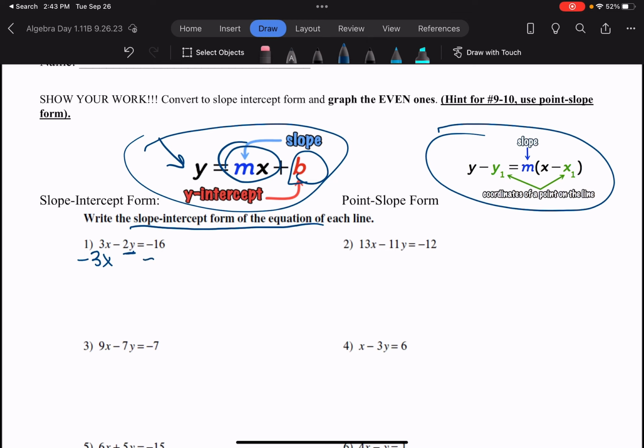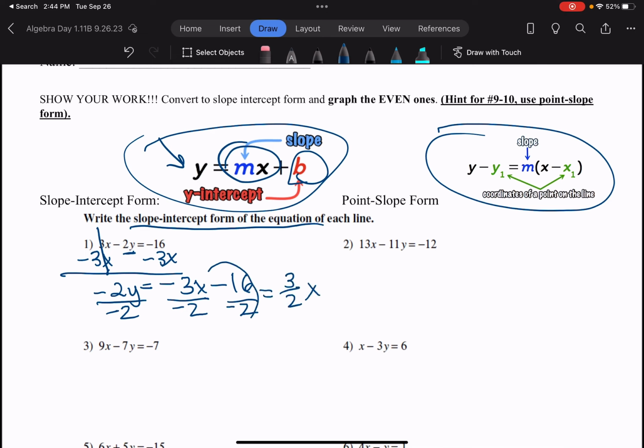So I'm going to subtract 3x from both sides. 3x minus 3x gives me 0. Negative 2y then is going to be negative 16 minus 3x, or I can write this as negative 3x minus 16. I'm then going to divide both sides by negative 2. And remember, I have to divide the whole thing by that. So what we're going to end up with is a positive 3 over 2x. And then negative 16 divided by negative 2 gives me plus 8. And that's my new form. I should also have a y equals written there.